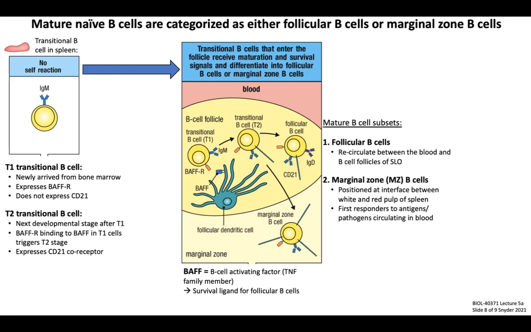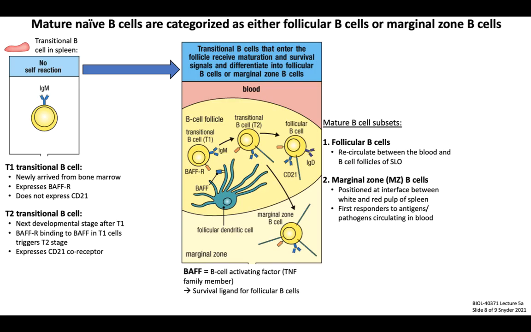Mature B cells can be split into 2 different subsets, follicular B cells and marginal zone B cells, or MZ B cells. The majority of T2 B cells that receive survival signals will become follicular B cells, and these are B cells that recirculate between the blood and B cell follicles of secondary lymphoid organs, including the spleen as well as the lymph nodes. A small proportion of T2 B cells that survive selection will become marginal zone, or MZ B cells, which occupy the intermediate region between white pulp and red pulp in the spleen, and also express high amounts of the coreceptor CD21.